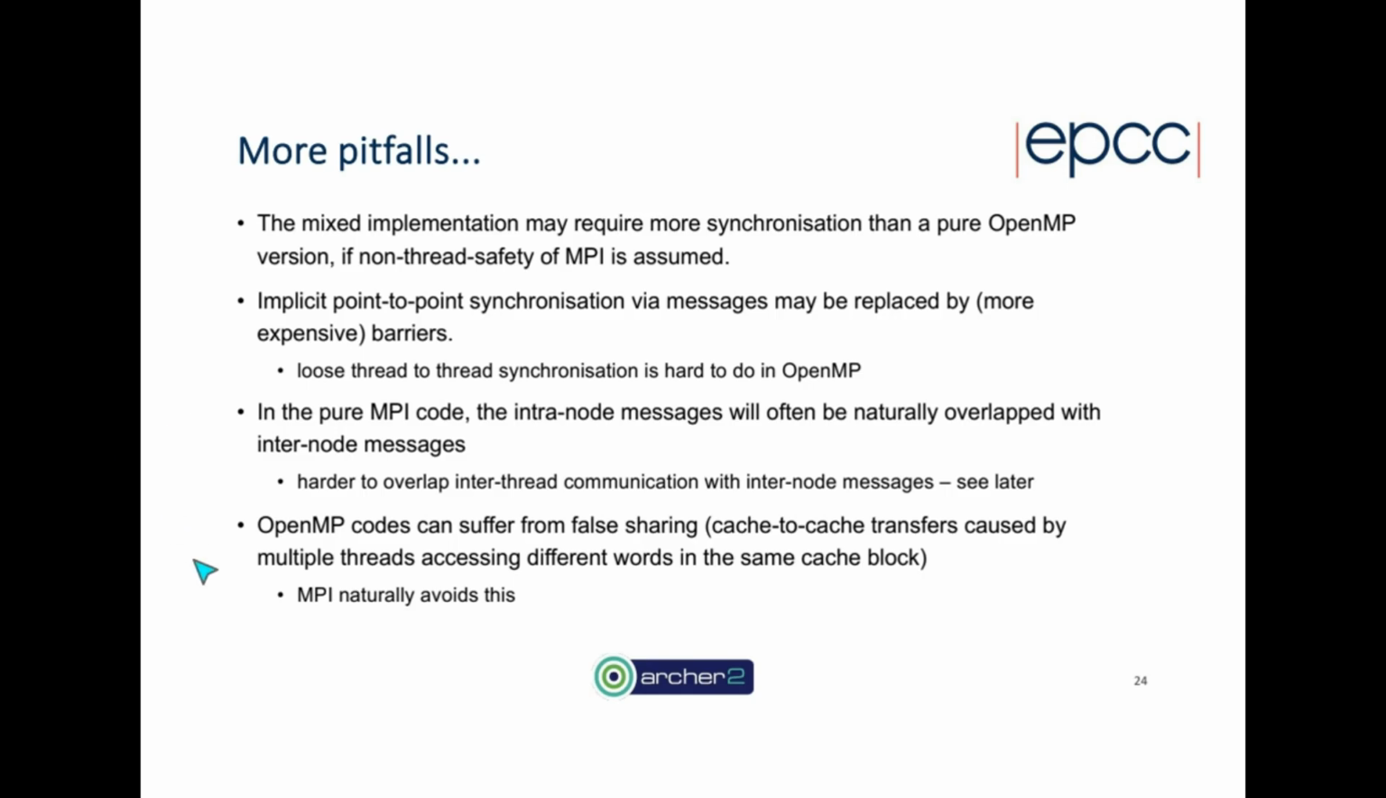Okay. So we talked about last time, OpenMP can suffer from false sharing. This is the idea that you can get cache-to-cache transfers using the cache coherency mechanism, caused by multiple threads accessing different words in the same cache block. Whereas pretty much in MPI that's never going to happen, because every MPI process is accessing a completely separate address range and part of memory. So there's no way that can happen in MPI.